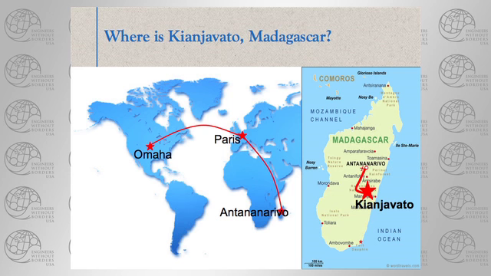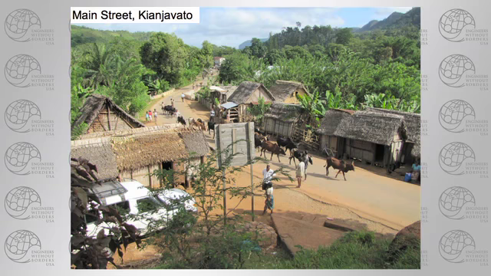So we work in Madagascar. Everybody always wants to know, how do you get there? So long flights and then a 12-hour drive after 24 hours of flying. So it's a long ways. This is our community. It's taken from the mayor's office.